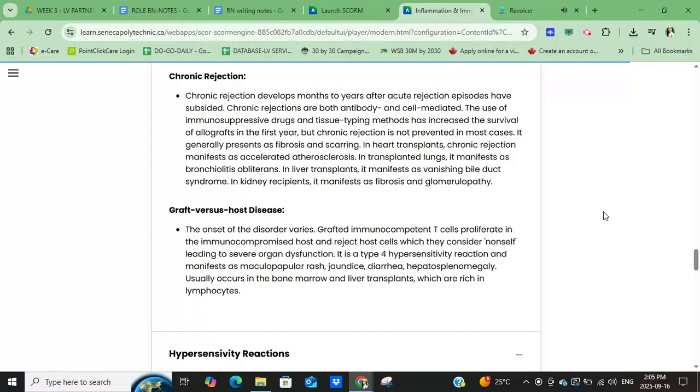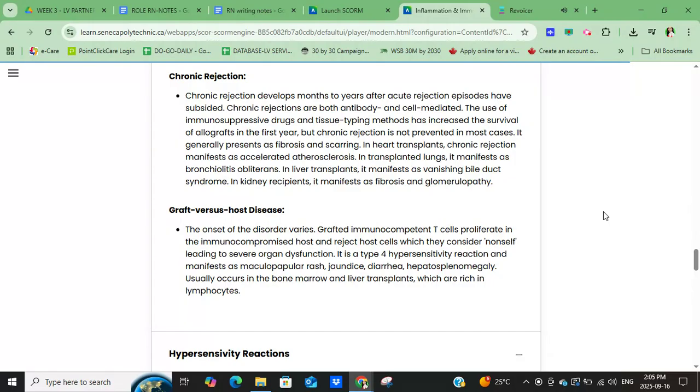In heart transplants, chronic rejection manifests as accelerated atherosclerosis. In transplanted lungs, it manifests as bronchiolitis obliterans. In liver transplants, it manifests as vanishing bile duct syndrome. In kidney recipients, it manifests as fibrosis and glomerulopathy.